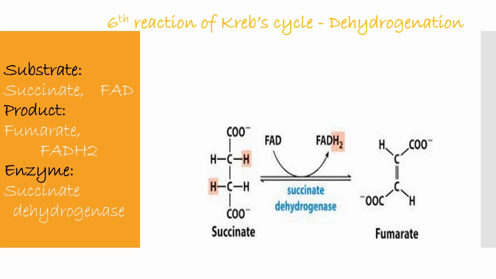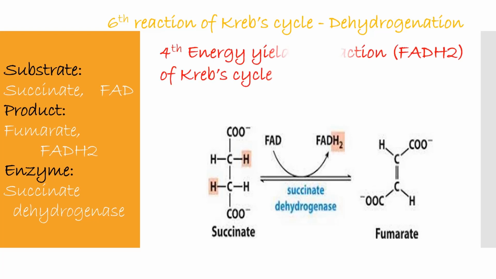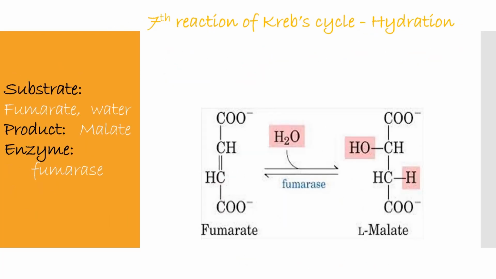Succinate is dehydrogenated to form fumarate by the succinate dehydrogenase enzyme. The Krebs cycle yields one molecule of FADH2 through this reaction. This reaction is reversible. Fumarate is converted to malate by the addition of water across the double bond by the fumarase enzyme. This reaction is reversible.